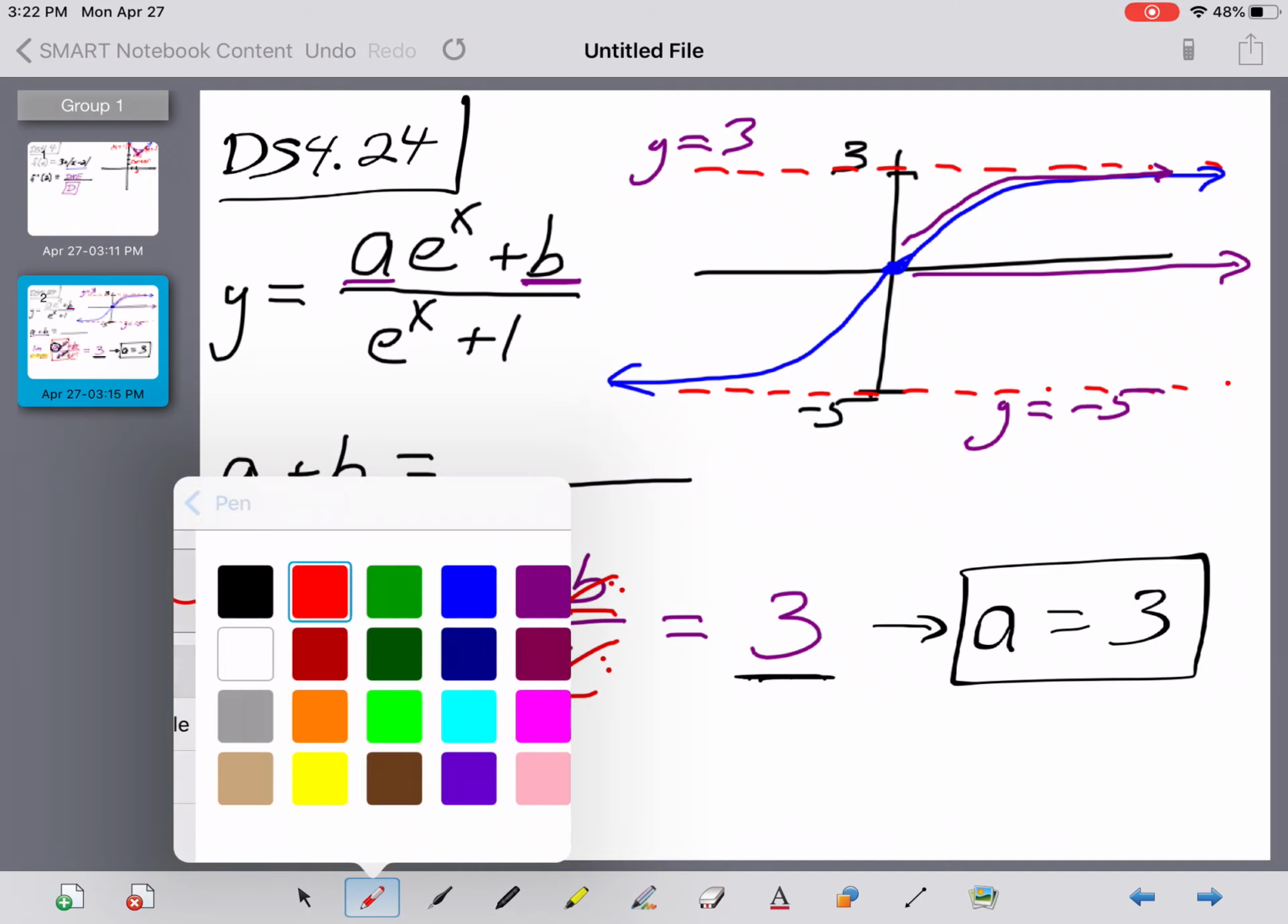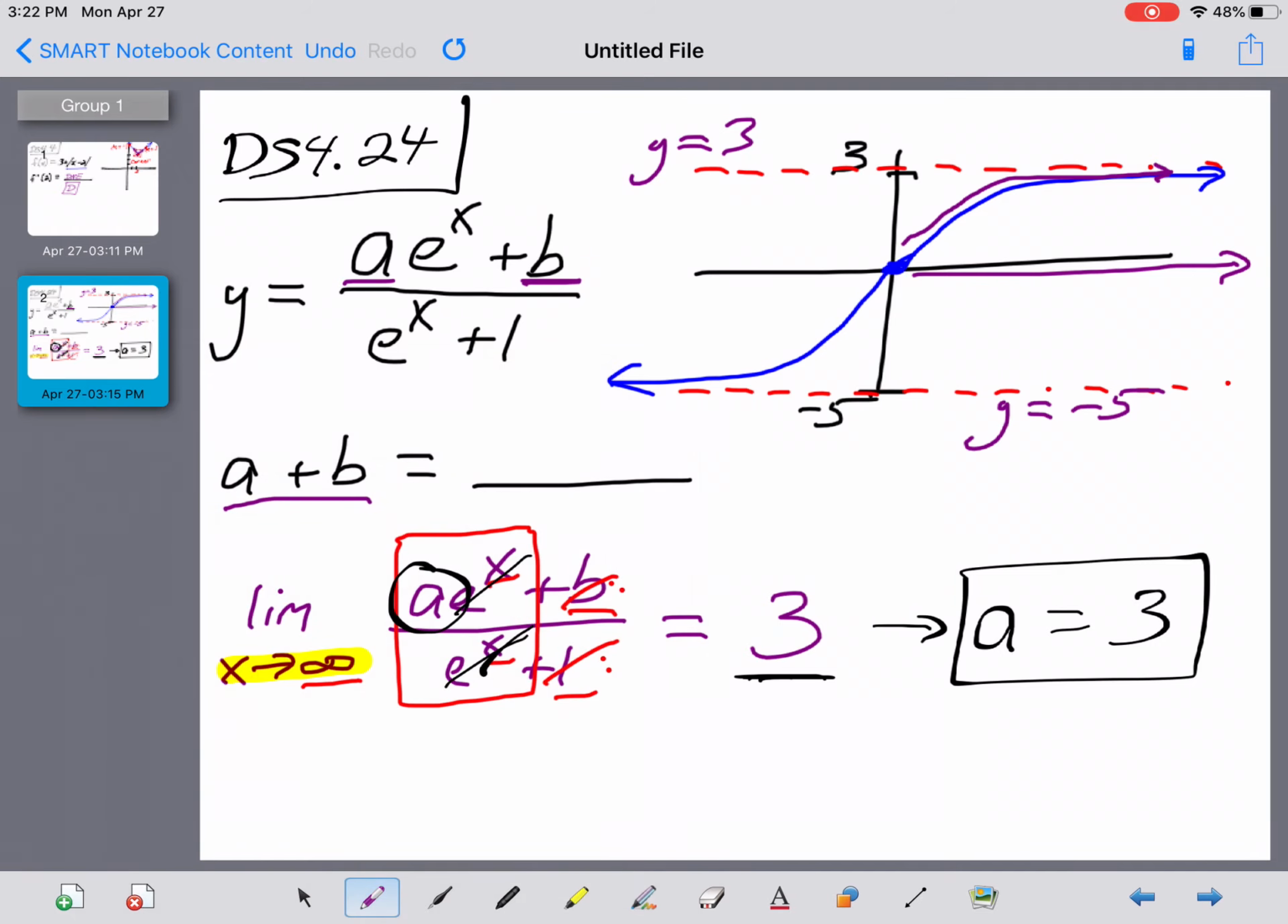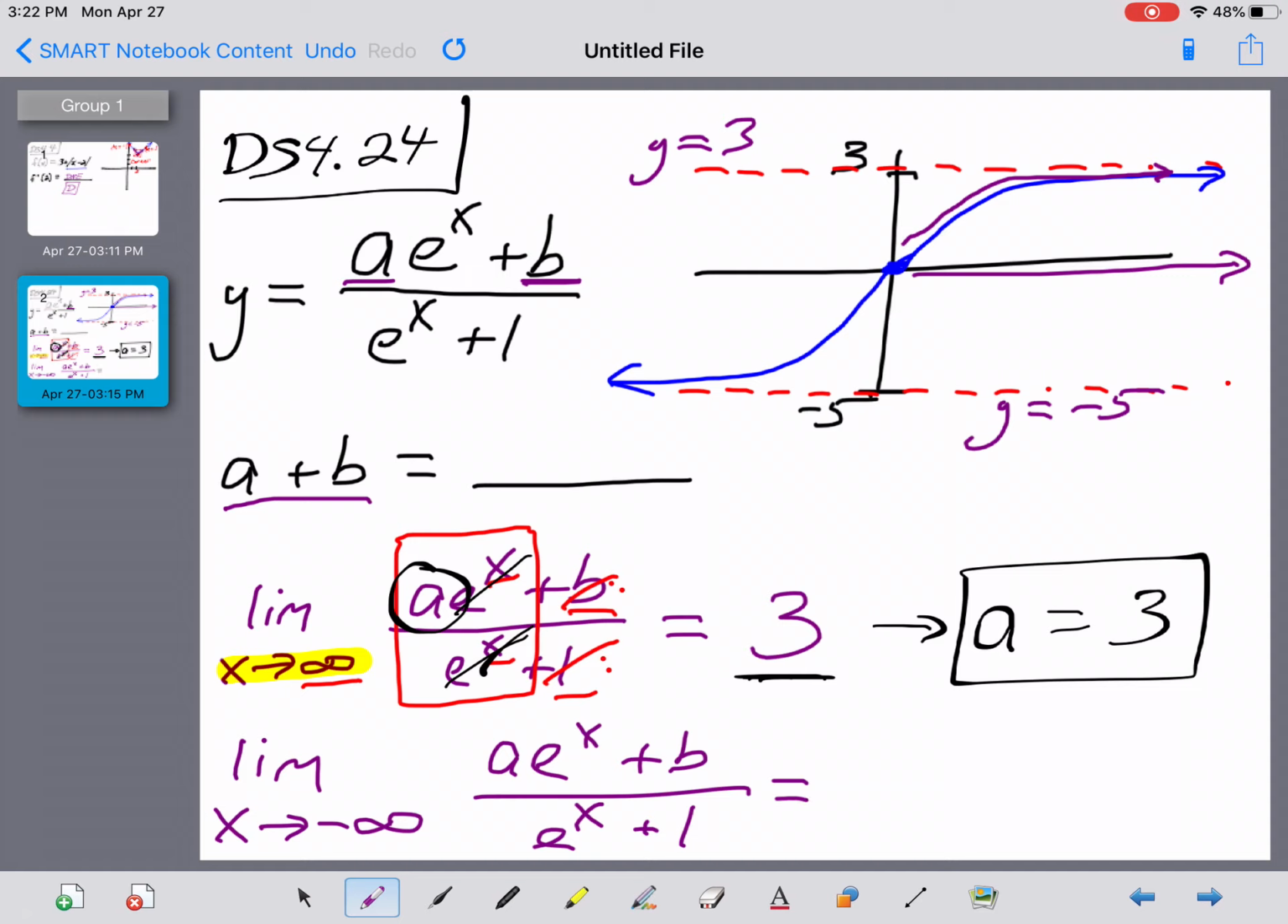The second thing we need to consider is the other place where a horizontal asymptote can exist. It could be the limit as x approaches negative infinity of the same function, a e to the x plus b all over e to the x plus 1, and we've got to consider what's going on with that limit. Again, a quick look at the graph tells us the answer pretty quickly. As x goes towards negative infinity, our y value is decreasing from the origin and approaching, but never quite hitting, a y value of -5. So -5 is the limit as x approaches negative infinity.